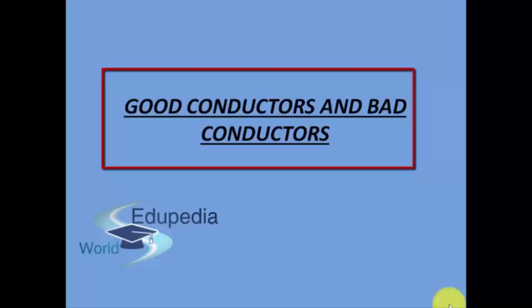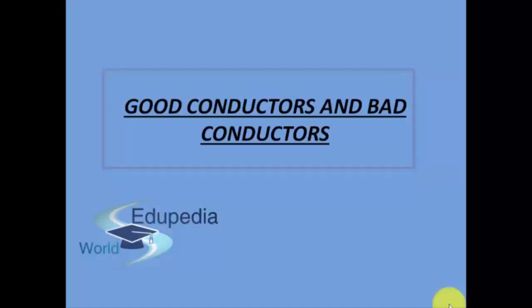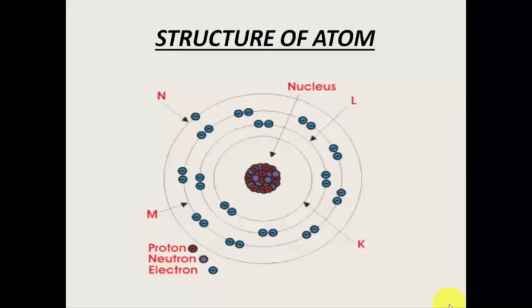In this video, we will learn about good conductors and bad conductors of electricity. As we have already learned how the electric current flows, what makes the electric current flow, we should also talk about what are the objects that conduct electricity and what are the objects which do not conduct electricity. But before that, we need to first talk about how the electric current flows.